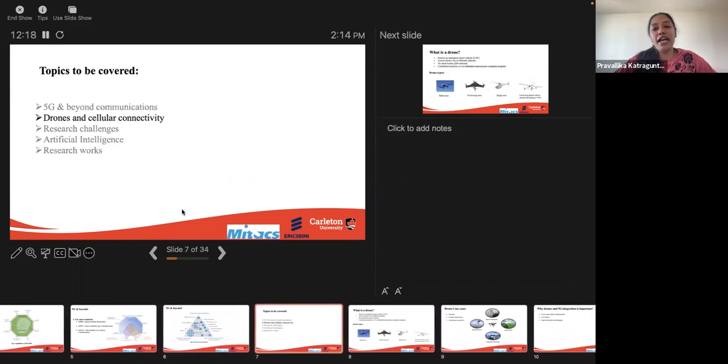So now I have given a brief introduction on the importance of 5G over 4G, related to latency, speed, and connectivity. It is performing much better than 4G. Now I would like to give a quick introduction on drones and cellular connectivity.